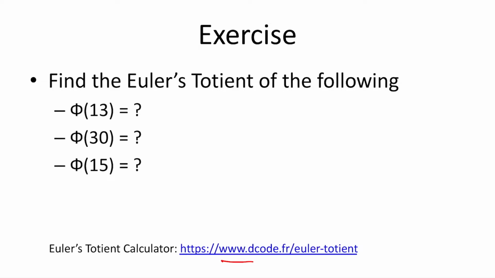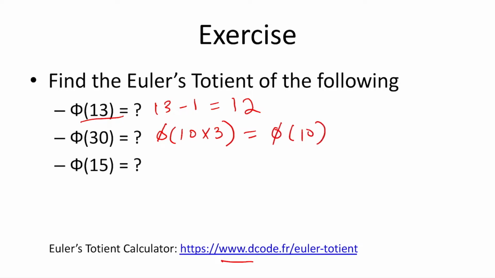For larger numbers, you can break them down into a product of smaller numbers and then calculate their Euler-Totient functions individually and multiply the results. For instance, to calculate Euler-Totient function for 13, you just have to do 13 minus 1. Why? Because 13 is a prime number, so this value comes out to be 12. For finding the Euler-Totient function for 30, you can do Euler-Totient function of 10 and 3. So this means that you can do for 10 and then for 3 and then multiply the results of these two.